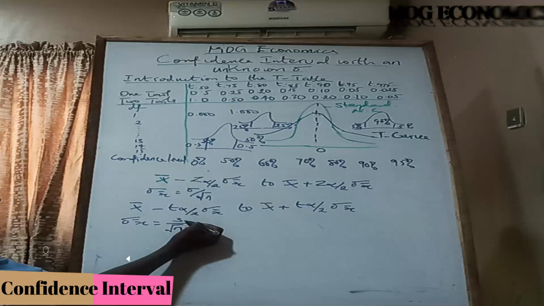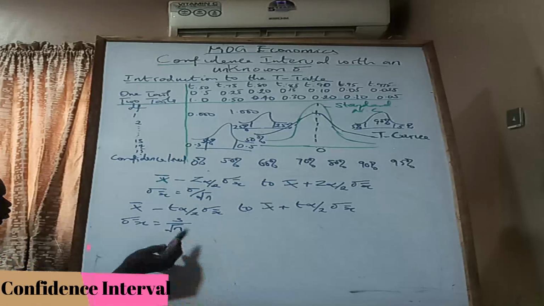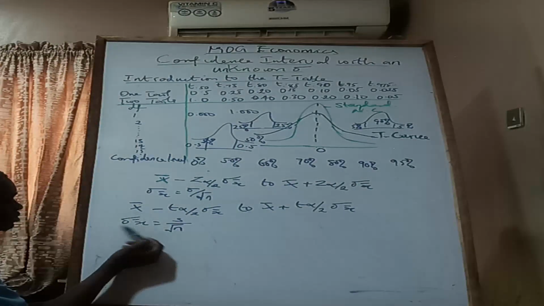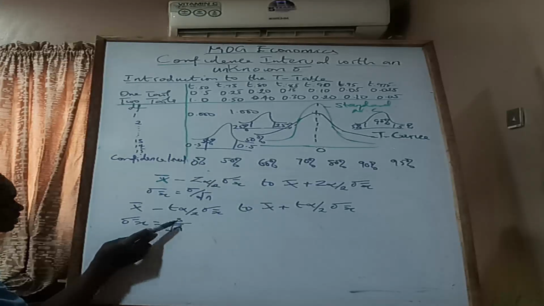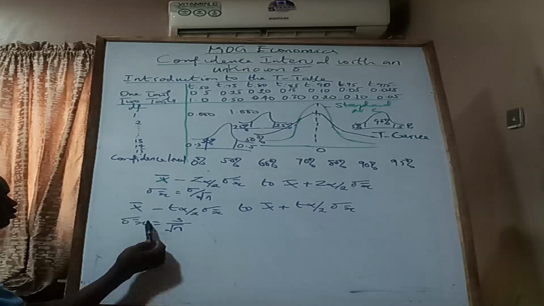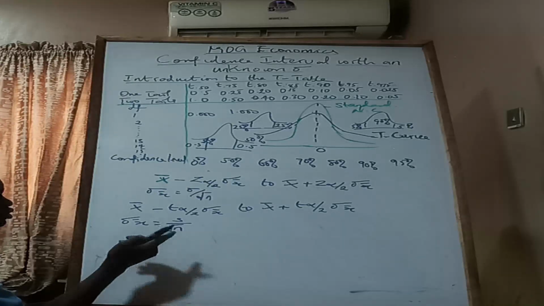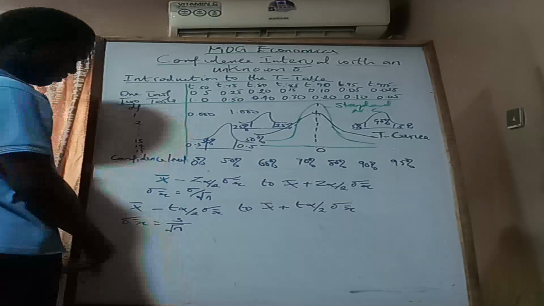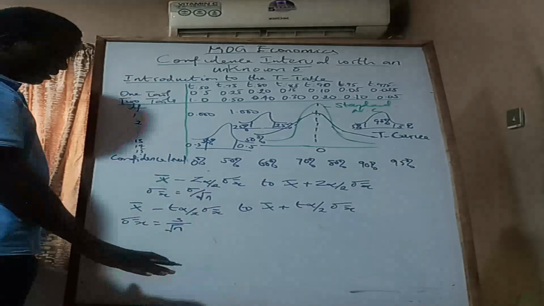So here what we have now is the sample standard deviation. Now this S is a sample standard deviation because we don't have the population standard deviation. We are trying to look for a standard deviation of the mean, divided by the root of the number of observations. I just hope you guys forgive me. So that's the only different thing.